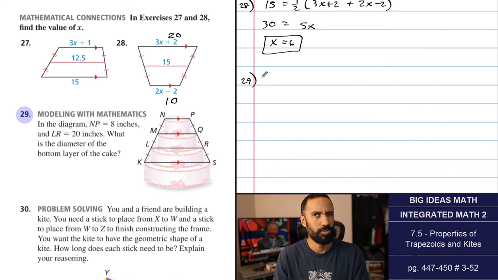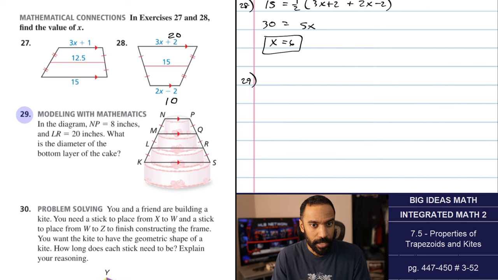In the diagram, NP is 8 inches. This is a mid-segment, and LR is 20 inches. What is the diameter of the bottom layer of cake? I didn't even notice this was a cake. Okay. So what's the diameter of the bottom layer of cake?